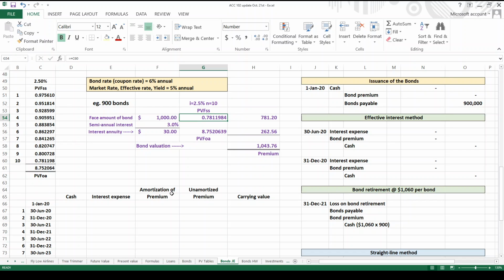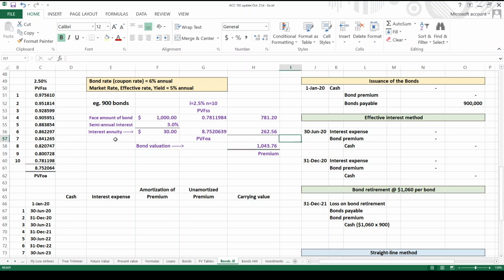And we said, okay, let's take that 781198, that's the single sum factor. And then let's take the 875, which is the PVFOA, multiply it across, and we got this number, 1,043.76. So for this example, let's say that we're going to sell 900 of these bonds, and we're selling them at a premium. We're getting an extra $44 approximately for each bond.